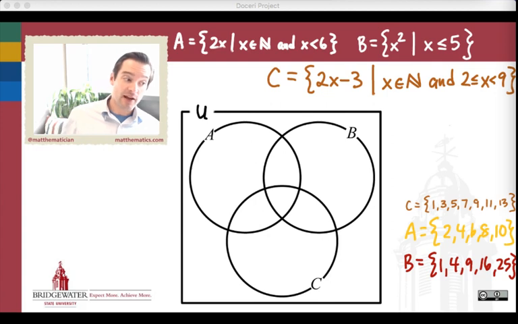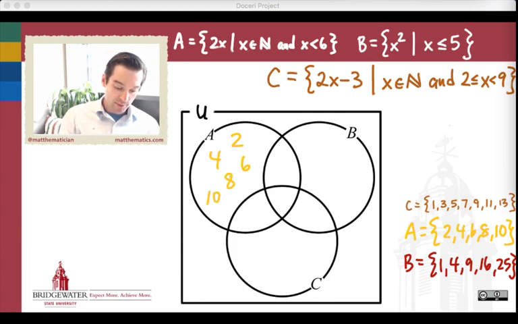And then to make my Venn diagram, I'm just going to do what we did in the last example and take all of the elements that we listed out in our rosters, throw them into the Venn diagram, and then worry about reducing double counting. So worry about making sure that each element appears in only one region. Starting with the elements of A, 2, 4, 6, 8, and 10. Draw those in here. Then I'll put in the elements of B, 1, 4, 9, 16, and 25. And then I'll put in the elements of C, 1, 3, 5, 7, 9, 11, and 13.